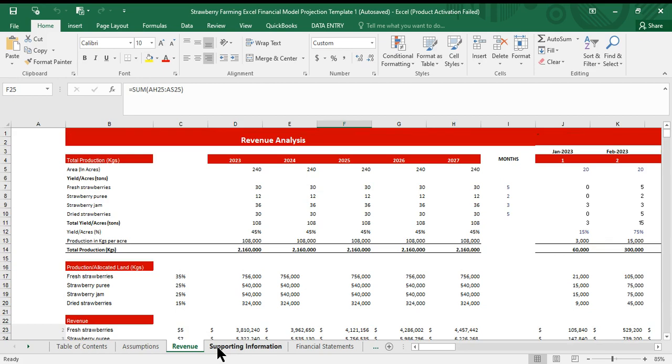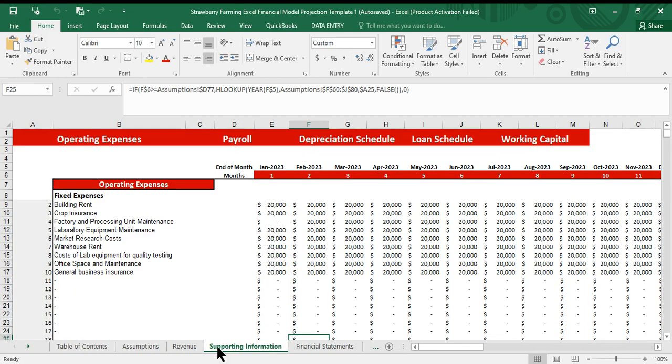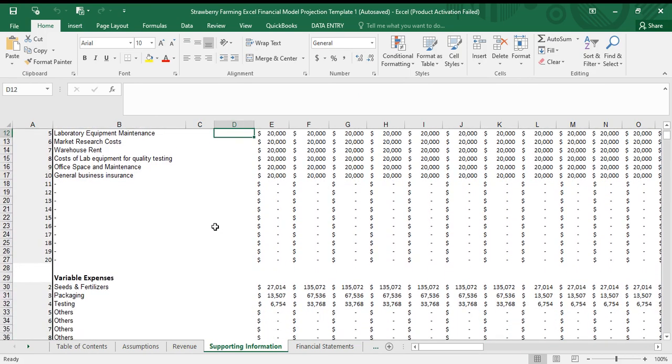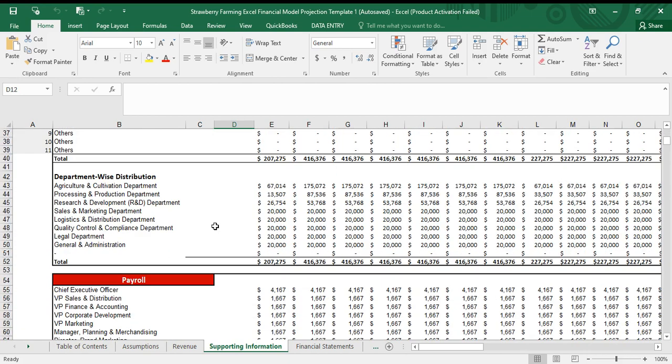Moving on to the next sheet, supporting details. The supporting details sheet contains operating expenses, payroll, depreciation schedule, loan schedule, and working capital. These are all supporting details for our next sheet, financial statements.